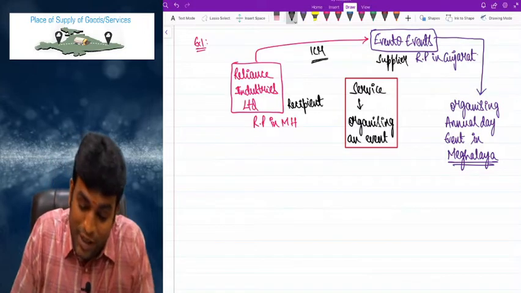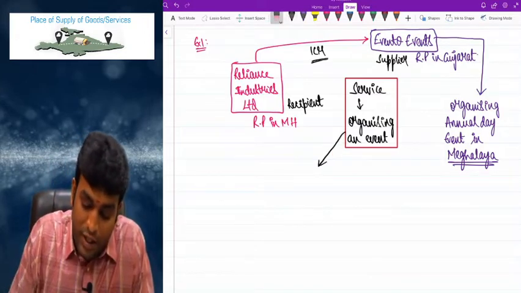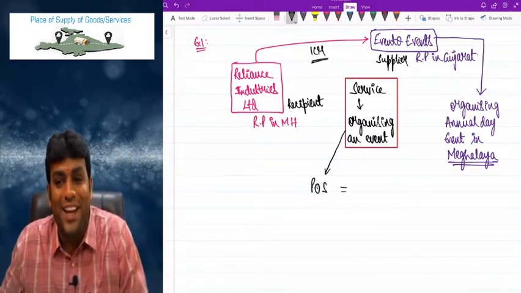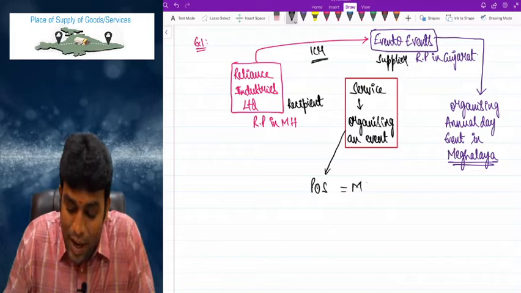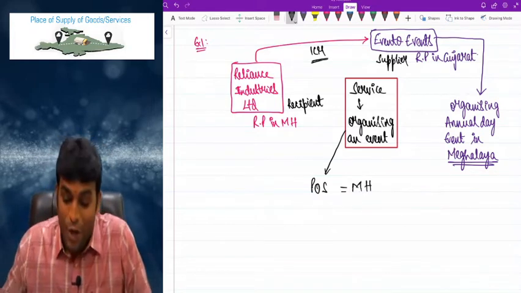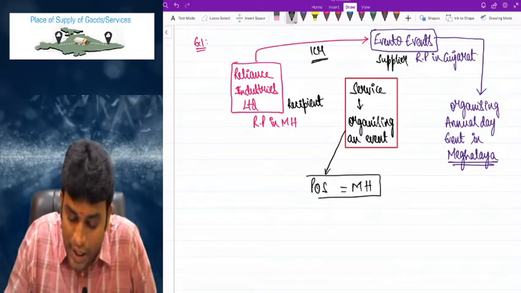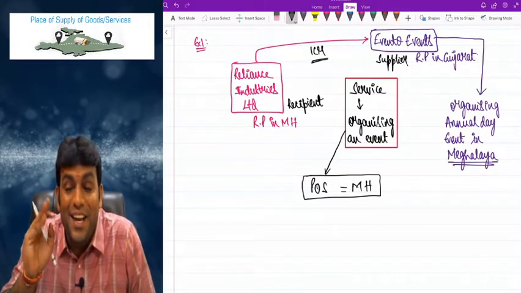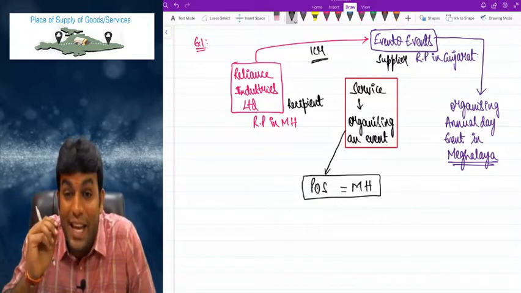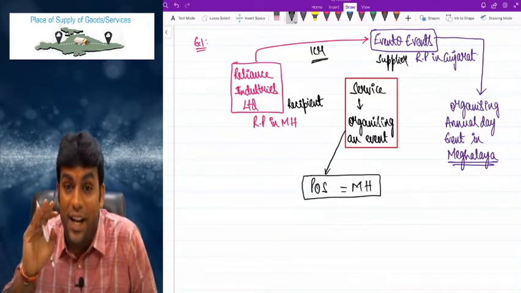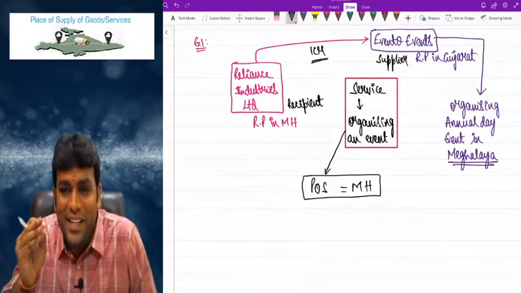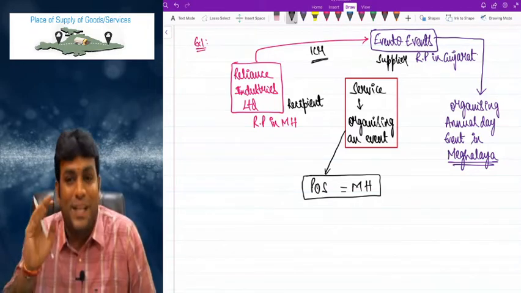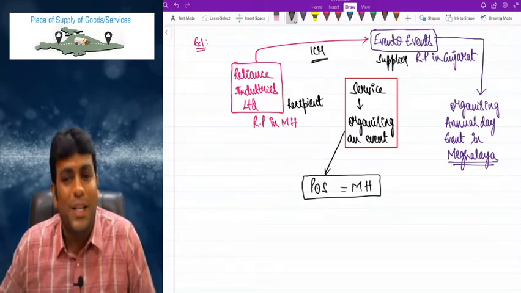Now for this service of organizing an event, what is the answer for place of supply? Place of supply is straight away Maharashtra. It doesn't matter where the event is held. Where the event is held is irrelevant. What is relevant is only that the receiver is a registered person. Then automatically place of supply is the location of such person.